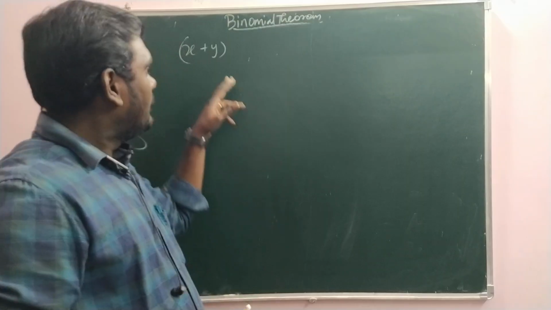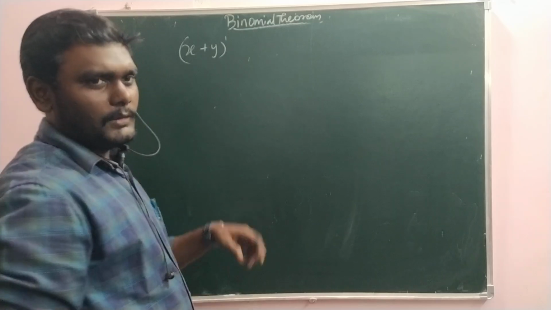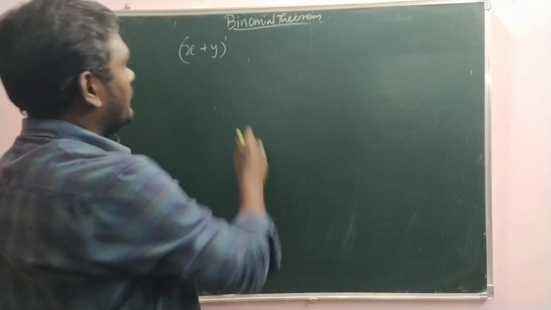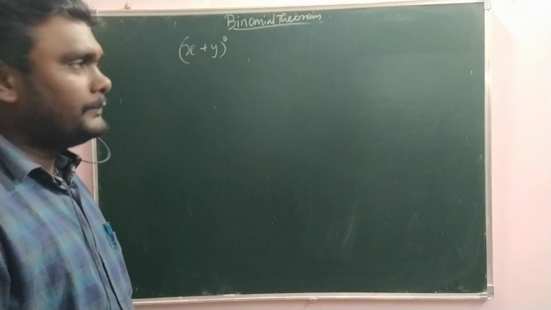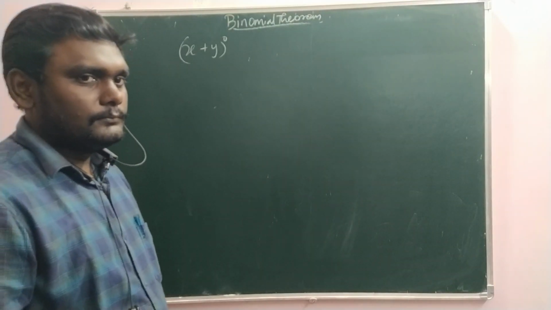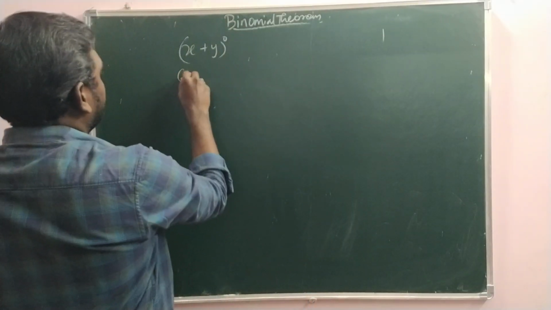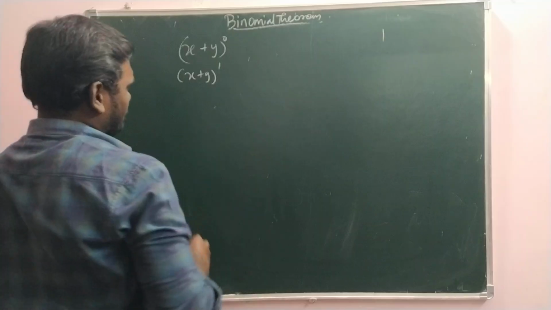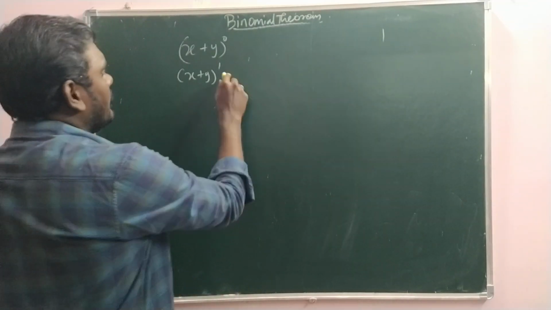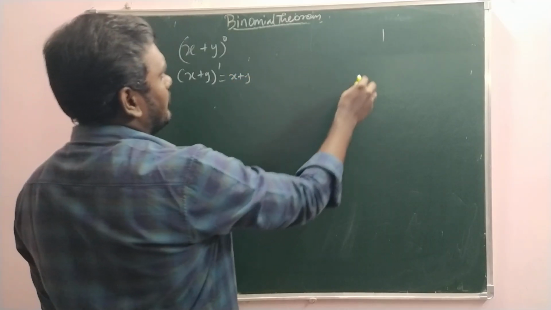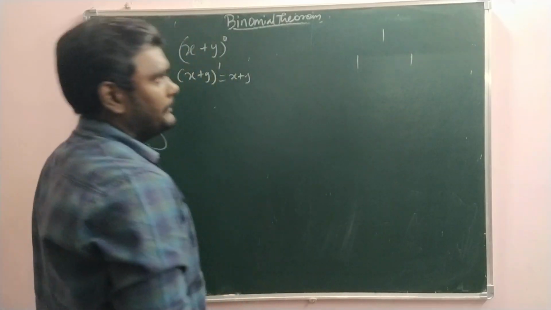This binomial raised to the power 1, and just note down their coefficients. Power 0 will start. This binomial power 0. What is the value, you know? 1. Anything power 0 is 1. Suppose the power is 1. It is x plus y. So x plus y, just list out the coefficients. So that is 1, 1.